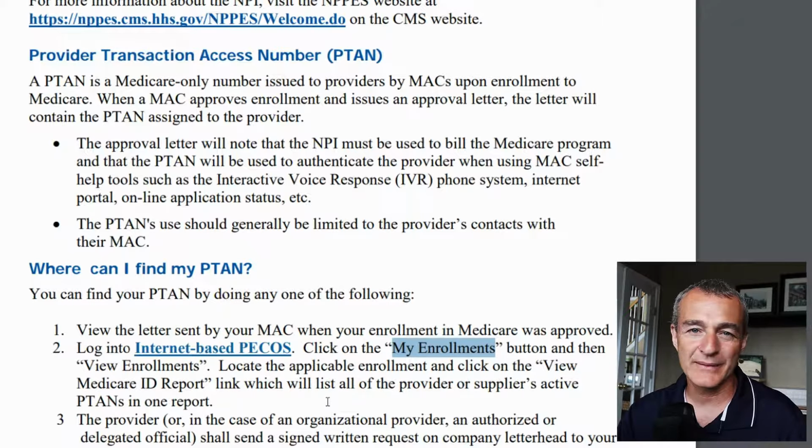If you're not sure if you have an account, just go try, log in. There's a series of questions they'll ask you. And once you get in there, just look for the My Enrollments button and look to view your enrollments. There's also a Medicare lookup tool that you can try.